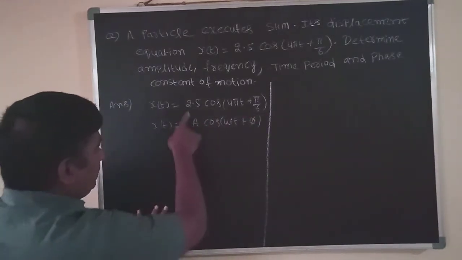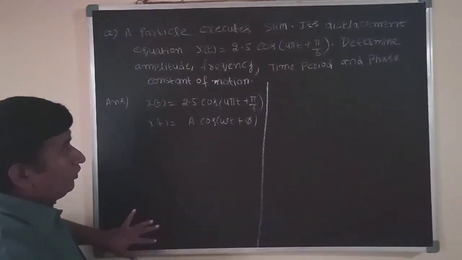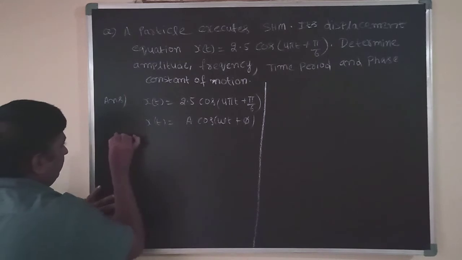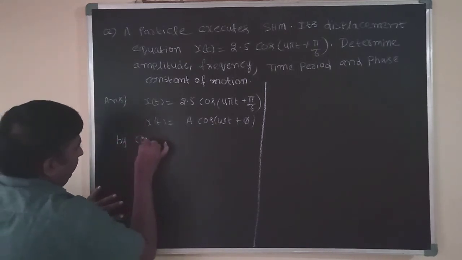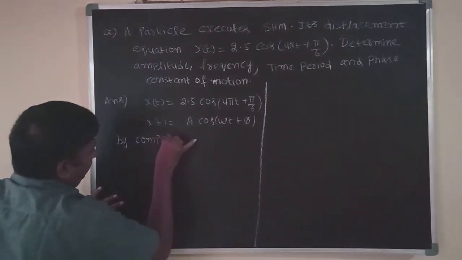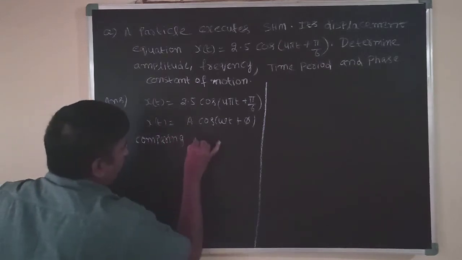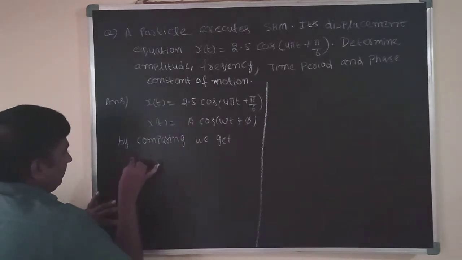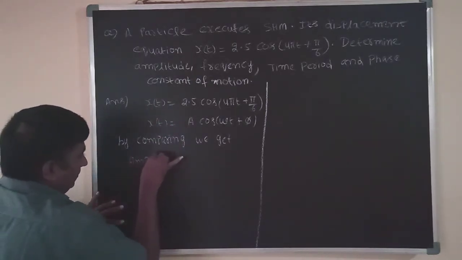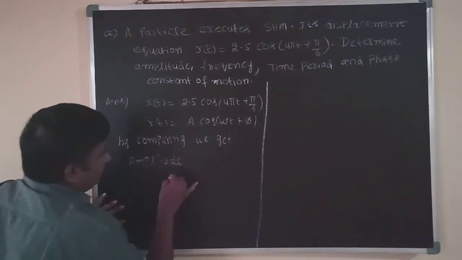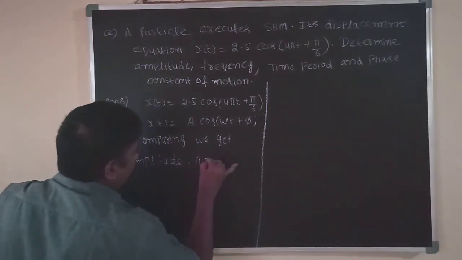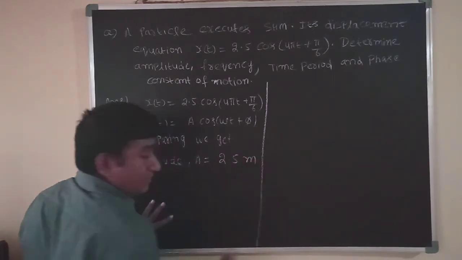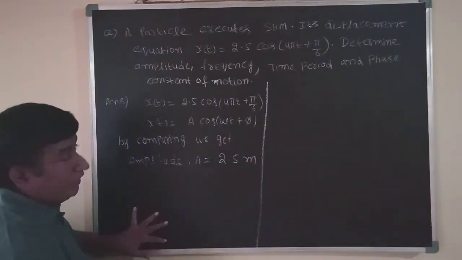So if we assume this is equation 1 and this is equation 2, by comparing we get the amplitude. Amplitude is nothing but A equals 2.5 meters, because they have not given any unit, which means we can consider the SI system.